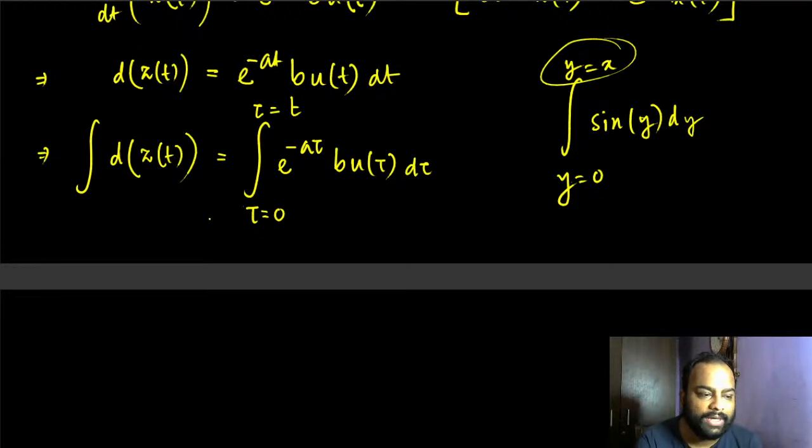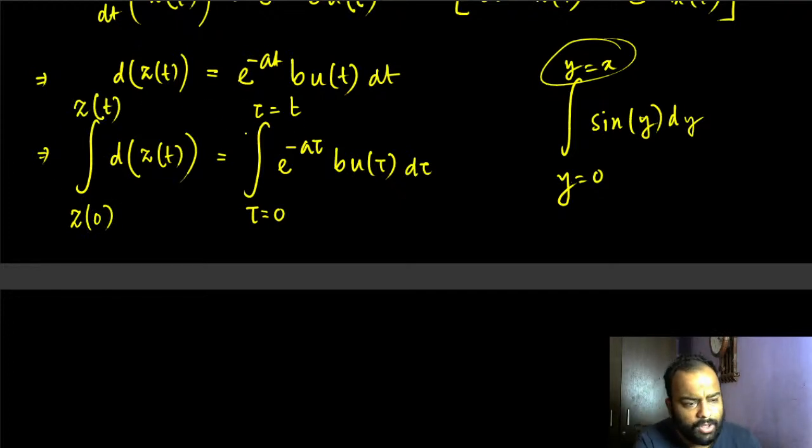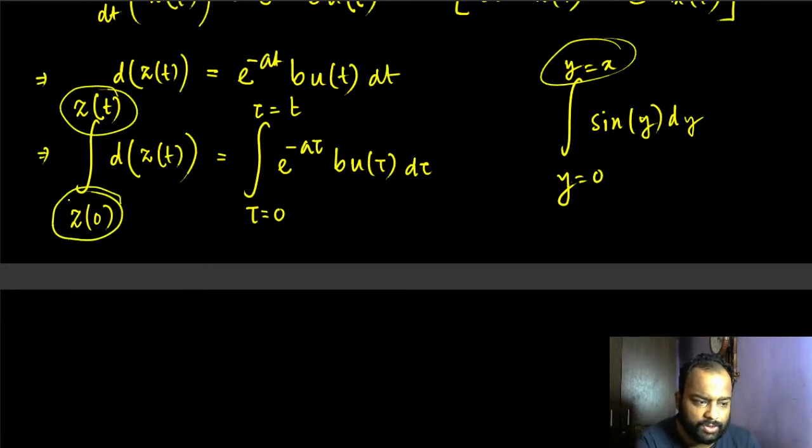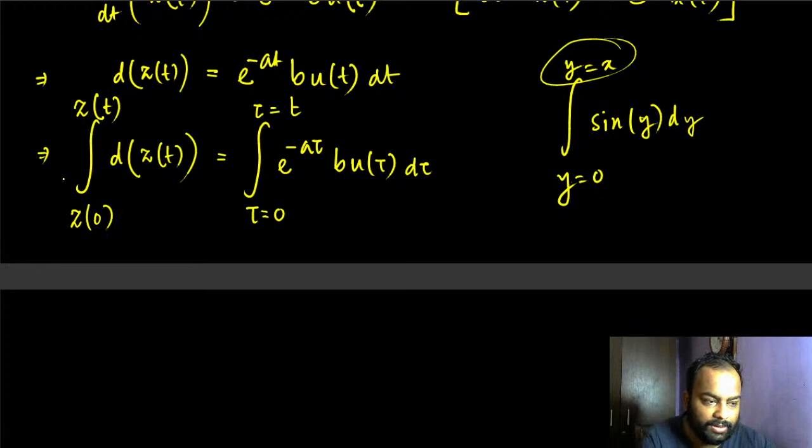And when tau is equal to 0, notice here we have something called the zero initial conditions. Here we are integrating this. So what is the initial condition on this? The initial condition is z0. When this is equal to t, that's the output. So when the value of time is t, the output is zt, and when the value of time is 0, the output is z0. Just a very simple notation once again.